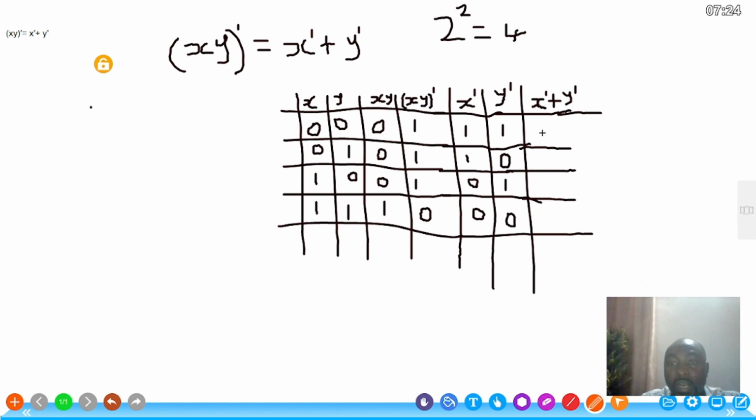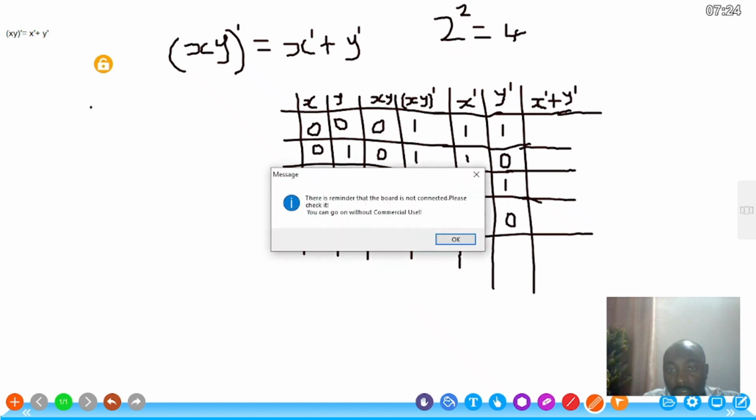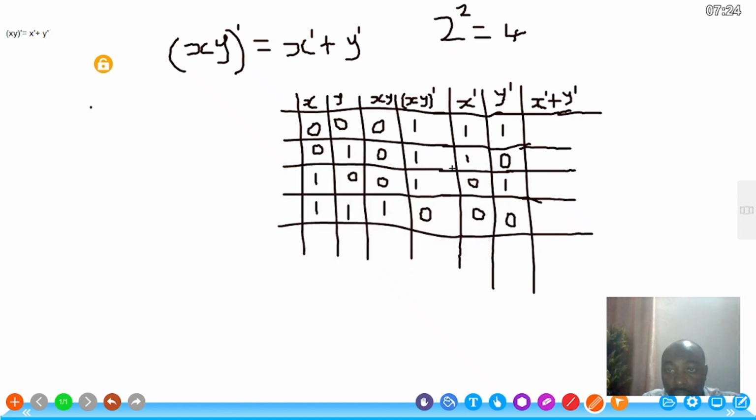So let's add them together, x prime and then y prime column. You're going to have a 1 here, we have a 1 here, we have a 1 here, and then 0, right? So again, when you compare this with this, you find out that we have the same solution. What is in the right hand side is the same thing in the left hand side, right? So basically that's how it works, as simple as it is.